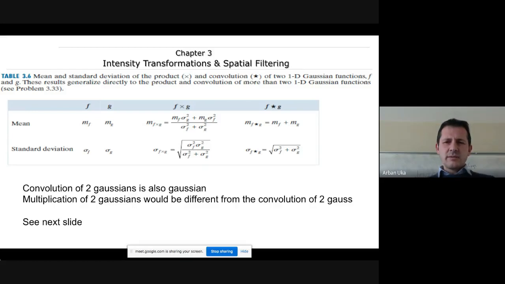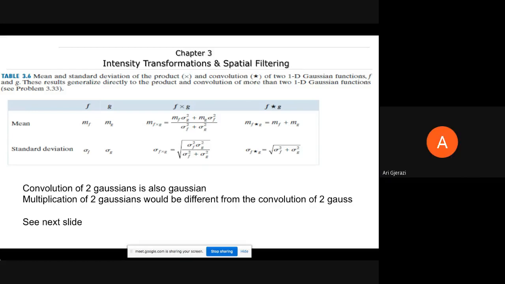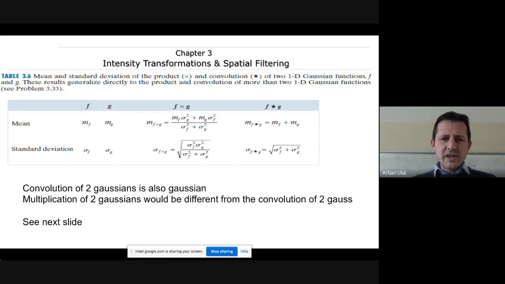So the sigma of the first one is how much again? 3 and 7? The sigma of function f is 3. The sigma, which means standard deviation, of the second function g is 7. So imagine you have 3 and 7, and we are asking, what is the sigma of the convolution of these two filters?